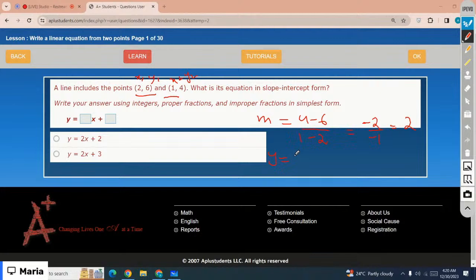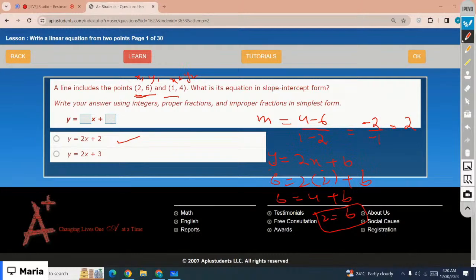The equation is y equals 2x plus b. Now take any of the points, either 1 or 2, put x and y in the equation and calculate b. I'm going to use the first one, 2, 6. Y is 6, 2 times 2 plus b. So 6 equals 4 plus b, move 4 to the other side, so b is 2. So that means the equation is y equals 2x plus 2.